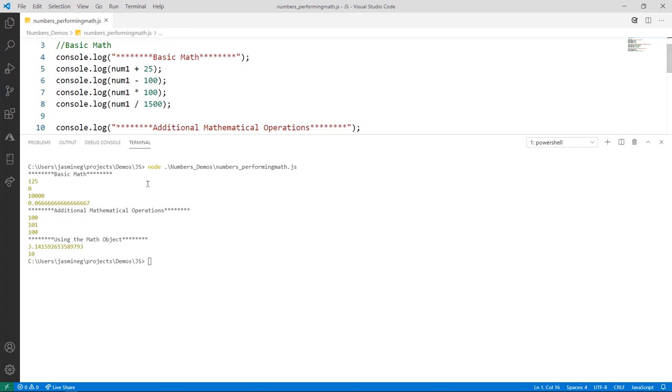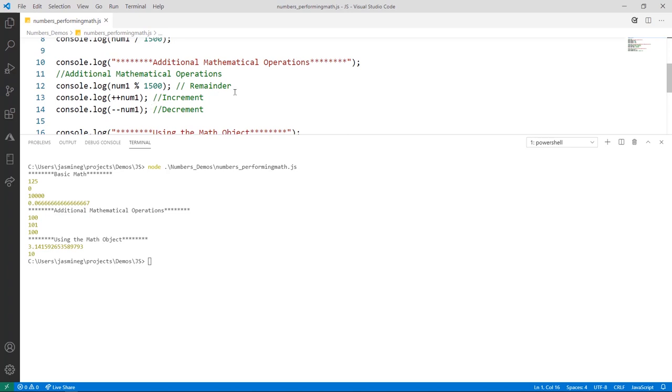So the output here is 125 for addition, 0 for subtraction, 10,000 for multiplication, and then we have a fractioned number or a floating point number that represents the number 100 being divided by 1,500.